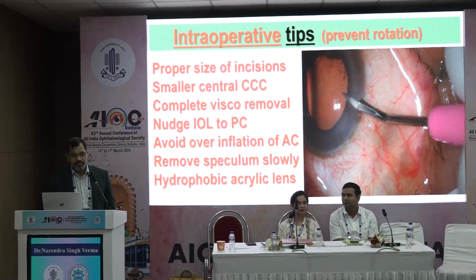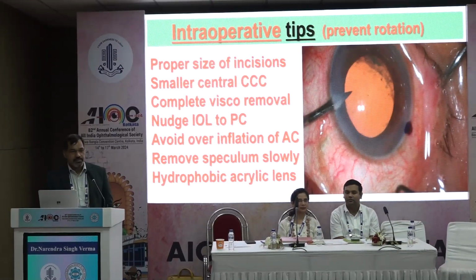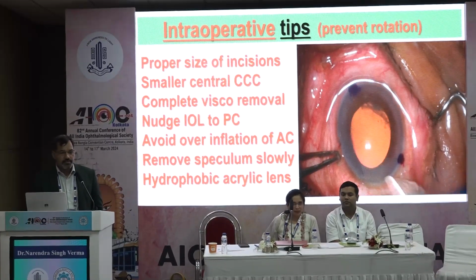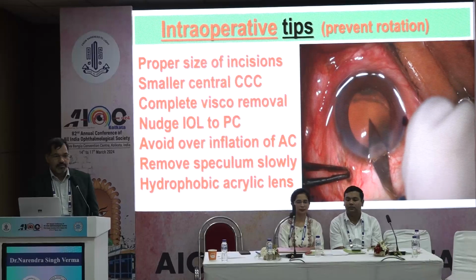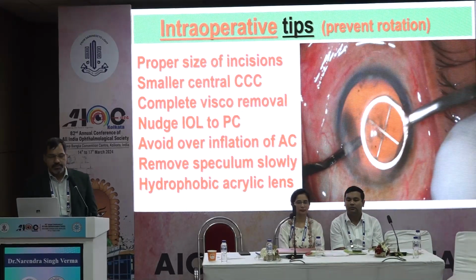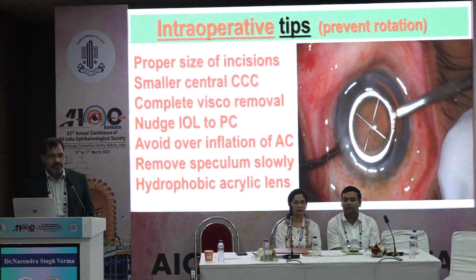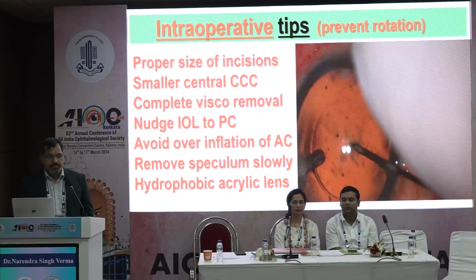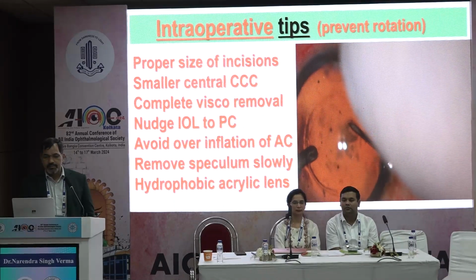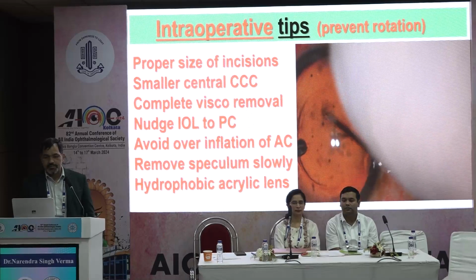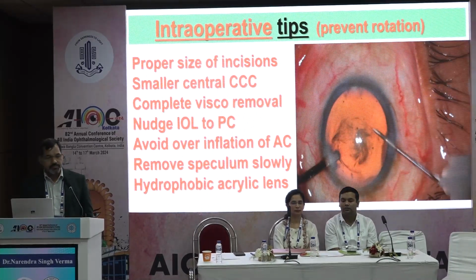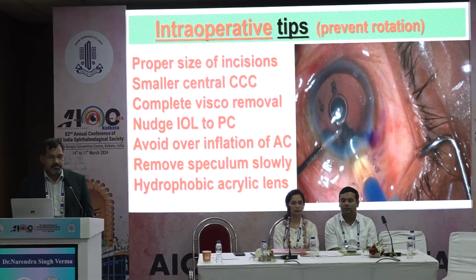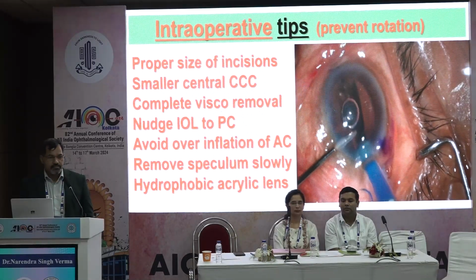Proper size of incisions. Main incision and side ports should be a little longer. A shorter tunnel may cause leaky wounds and AC collapse. CCC should be smaller, round and central. It should be between 4.5 to 5.5 millimeter so that there is capsular coverage from all sides. Complete viscoelastic removal from the front and back of the lens.